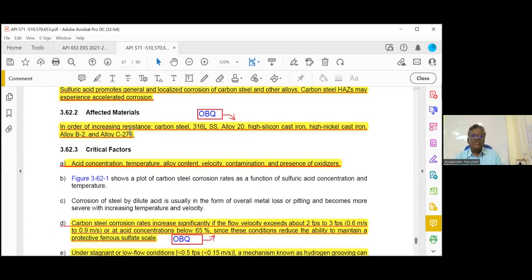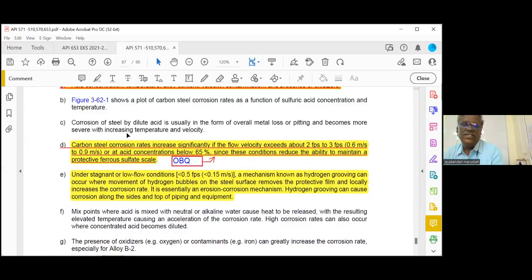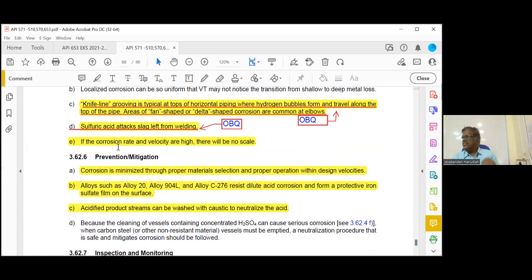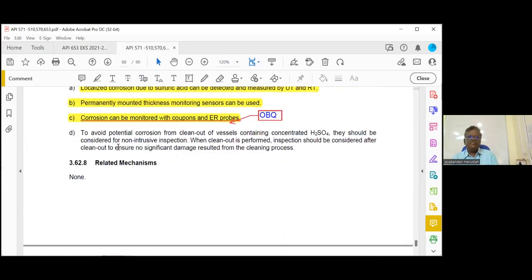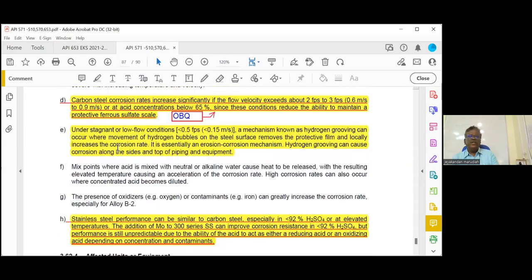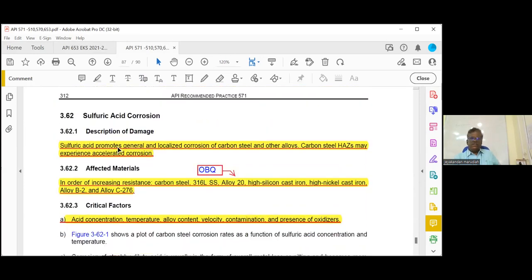Sulfuric acid corrosion. This is very important because this is only tanks related. Piping and pressure vessel, this damage mechanism is not there. Okay. Now, sulfuric acid generally affects carbon steel and other alloys. Again, nickel based alloys are highly resistant. I told many damage mechanisms nickel will be resistant.